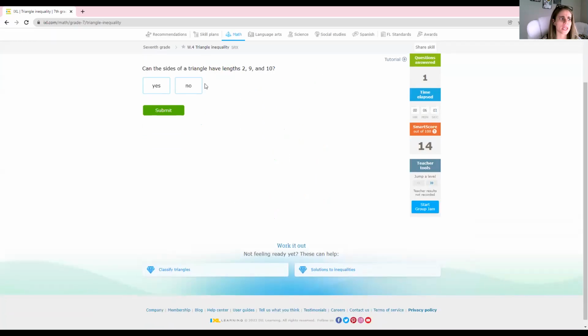Let's check this one out. Can the sides of a triangle have the lengths of 2, 9, and 10? All right, once again, we got to add up all of our sets. So the side lengths of any two have to be greater than the third. Let's just add our first two together. So 2 plus 9 has to be greater than 10.